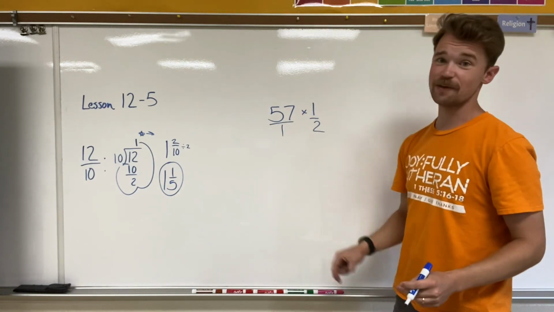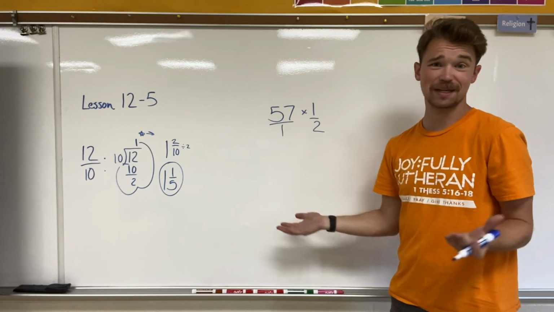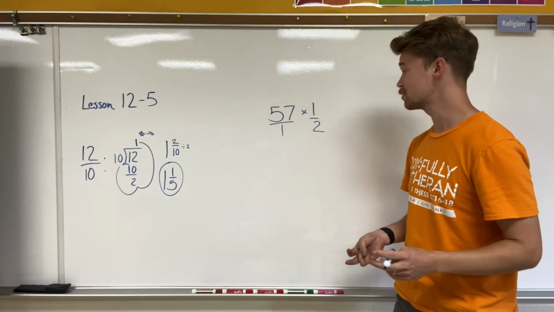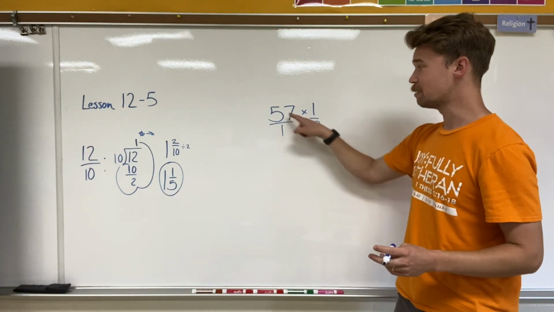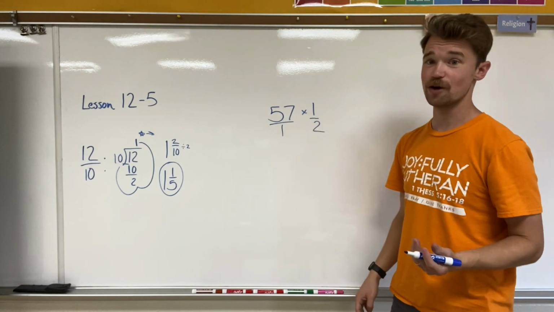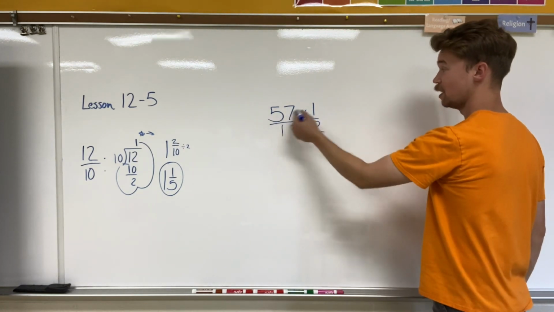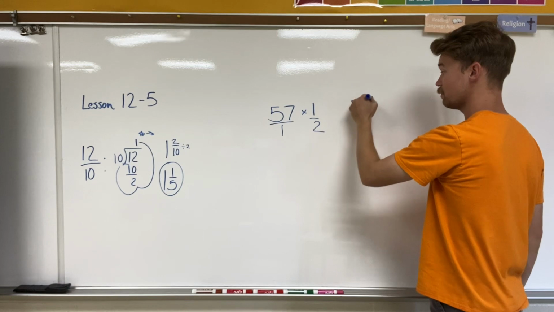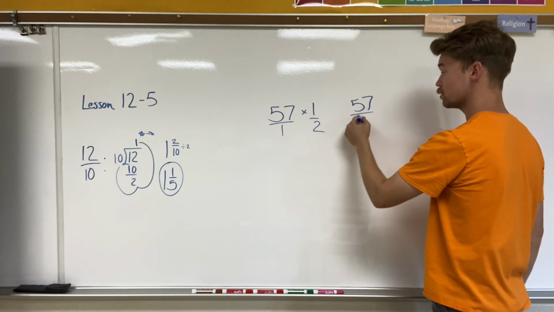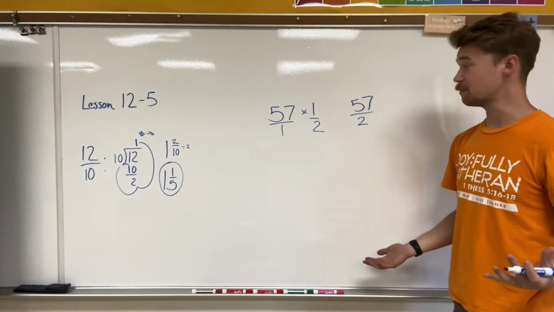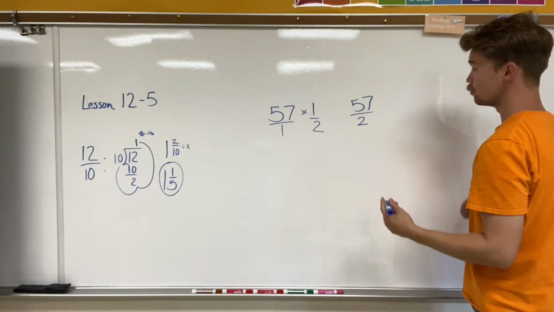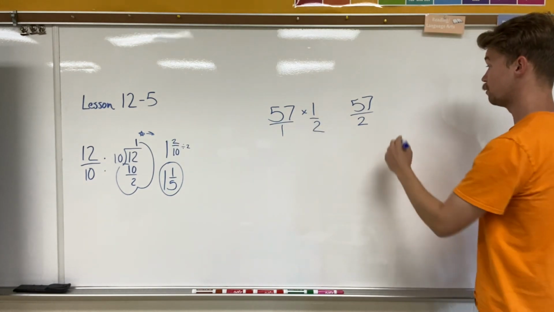Now I know that 57 is a prime number. It cannot really be divided into anything else. So I know that it's not an even number, and I can't simplify. So I have to multiply straight across. 57 times 1 is 57, and 1 times 2 is 2. Now I have 57 over 2. I'm going to have to do my divide and popcorn method.